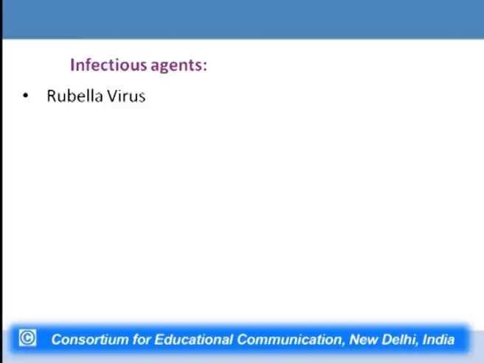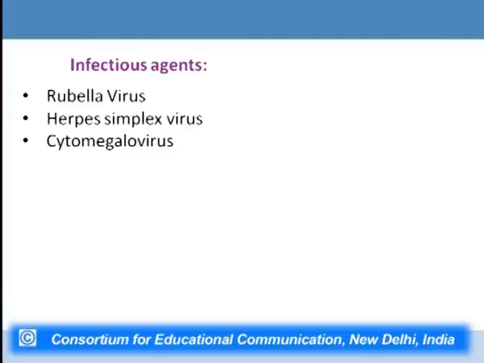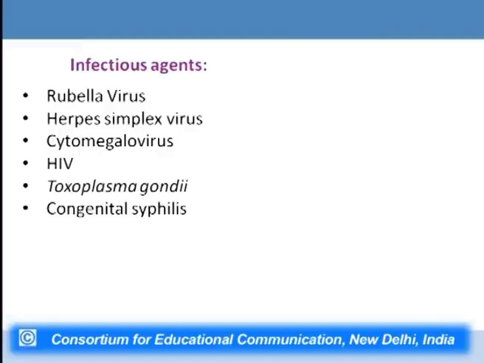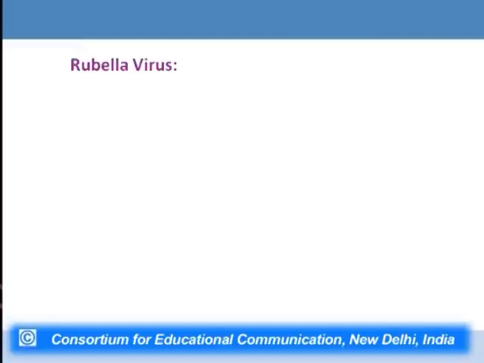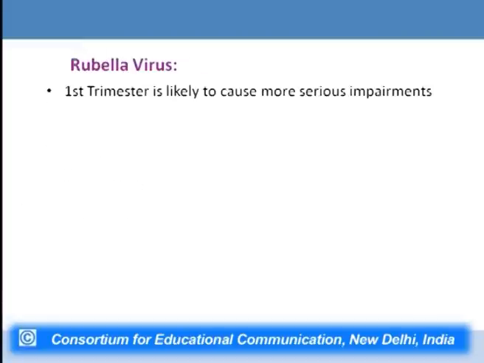Now, talking about infectious agents, there are a number of infectious agents which lead to malformation, and these are viruses and bacteria like rubella, herpes simplex virus, cytomegalovirus, HIV, and Toxoplasma gondii, and congenital syphilis, which is again a bacterial disease. So these particular viruses and bacteria produce specific effects during specific periods of exposure.